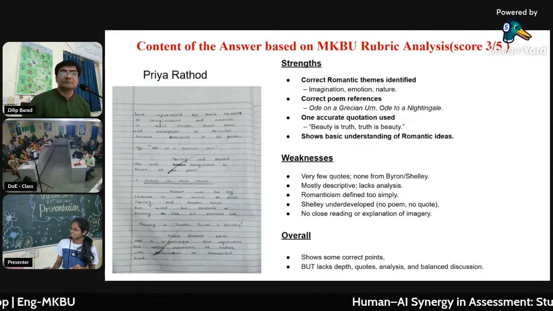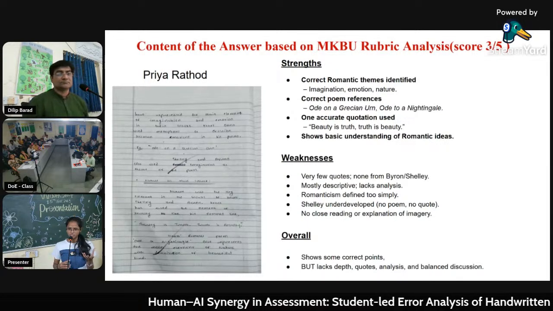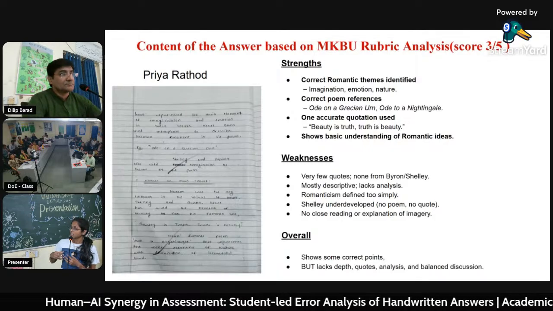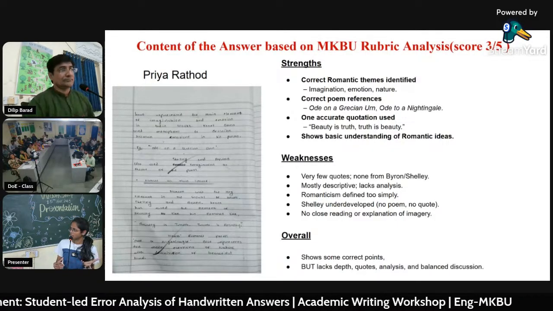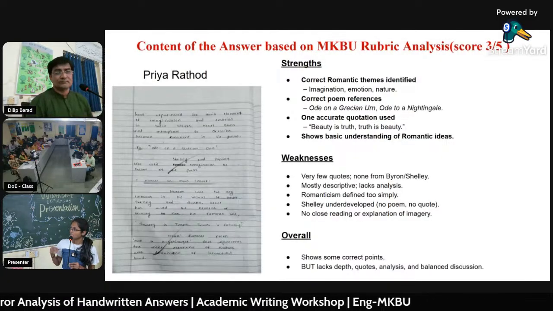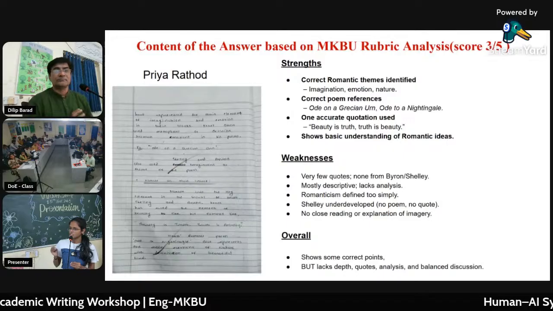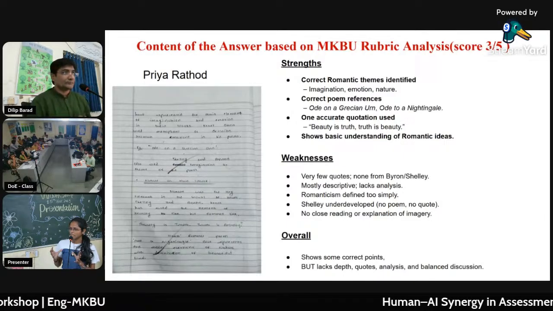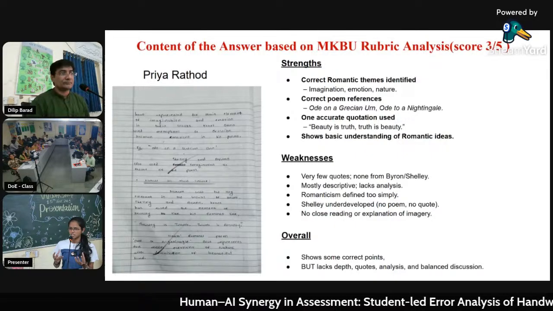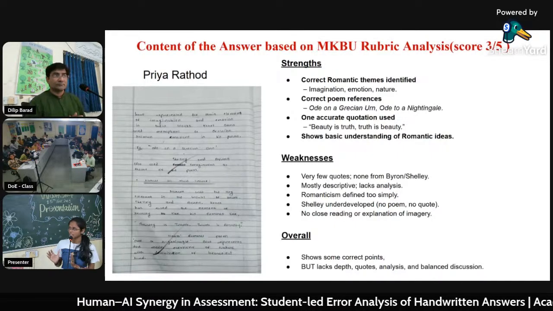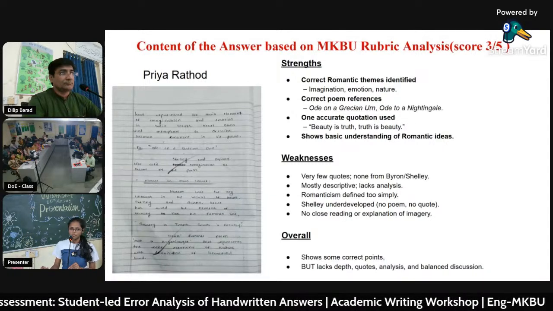Now what are her weaknesses? Very few quotes were added, none of them from Byron and Shelley, which were asked in the question. It is mostly descriptive, as I have already mentioned, and it lacks analysis. She exemplified romanticism in a too simple way, without developing the poet, Shelley, who was asked about, and there is not much close reading, only surface reading, which is shown in the answer and in the photo also.